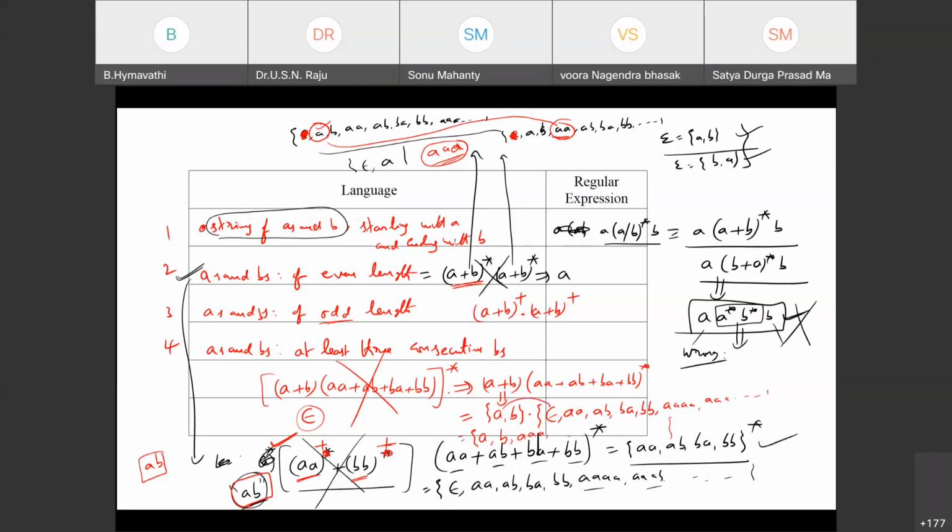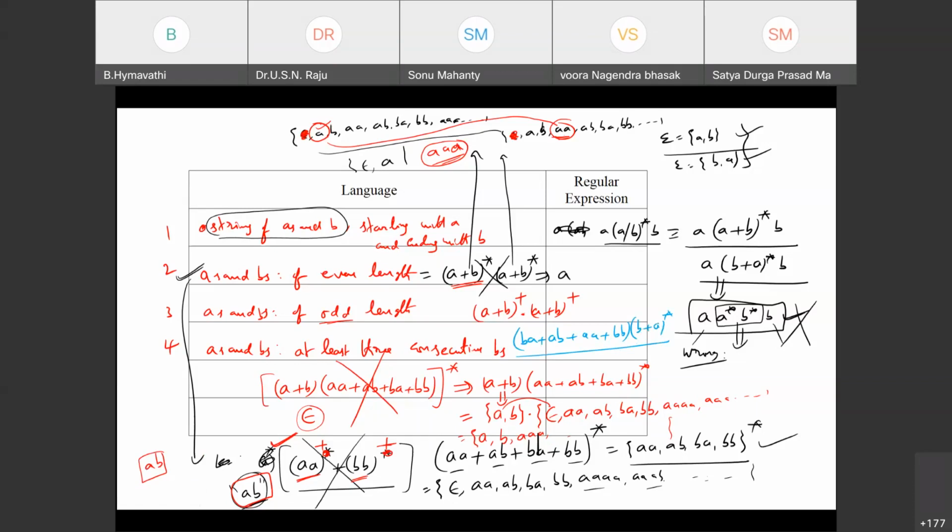Now somebody said this is the expression, so I'm writing it. Somebody said like this: BA, AB, AA, BB, followed by (B plus A) whole star. So can I say this is also a correct answer or wrong?